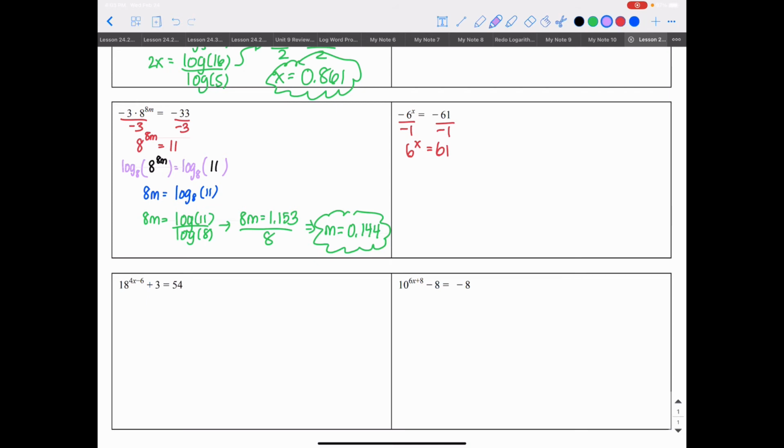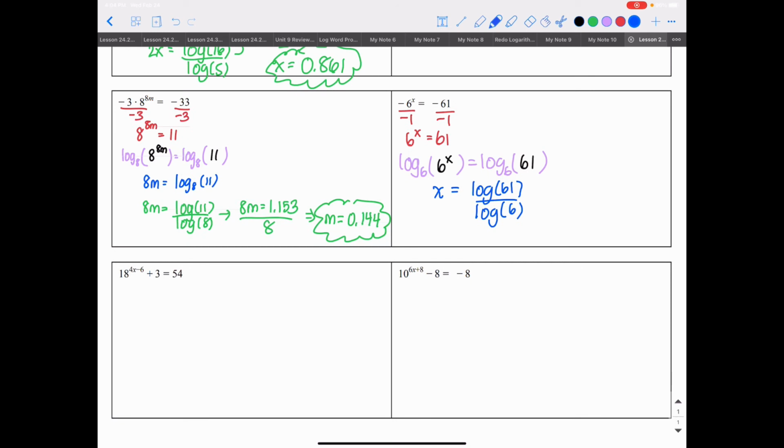Then you would have taken log base 6 of both sides. That's 6^x on the left and 61 on the right-hand side. On the left, that's going to simplify to just x is equal to log of 61 divided by log of 6. And when I do that, my answer is x is equal to 2.294. That's what you should have got.